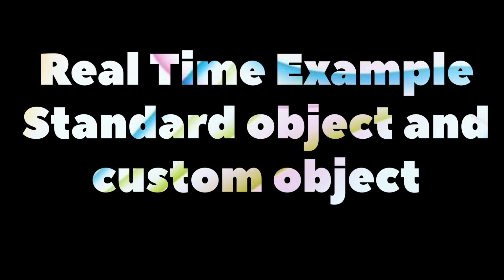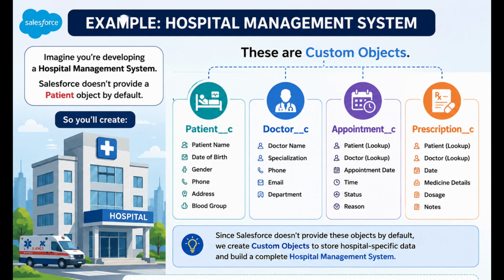So let's take a real-time example for standard and custom objects. Imagine you are developing a hospital management system. Salesforce does not provide a patient object by default. So you will create a patient object, doctor object, appointment, and prescription. These are custom objects which are not already delivered or created by Salesforce. So you just need to create these custom objects as per our requirement.